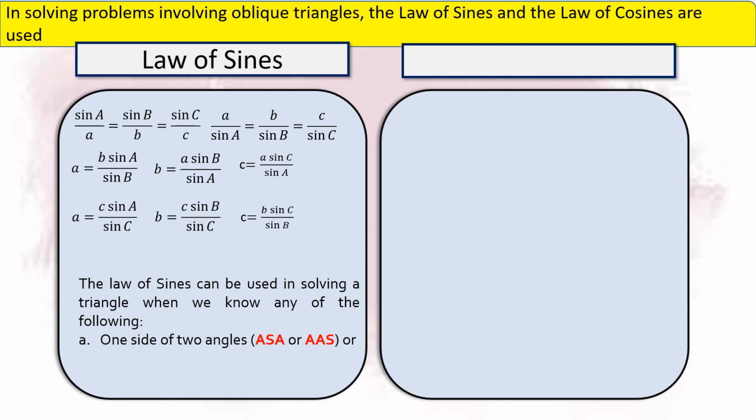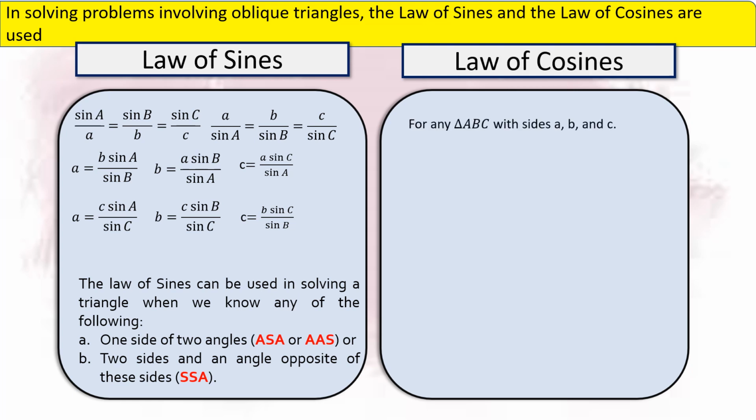So the first one is one side and two angles, which is the ASA or AAS, or two sides and an angle opposite one of these sides, which is the SSA. So for the law of cosines naman, for any triangle ABC with sides ABC, so these are the formulas that we're gonna use. So in finding the side A, we have A squared is equal to B squared plus C squared minus 2BC times cosine A. So if we are looking for the angle A, we can use cosine A is equal to B squared plus C squared minus A squared all over 2BC.